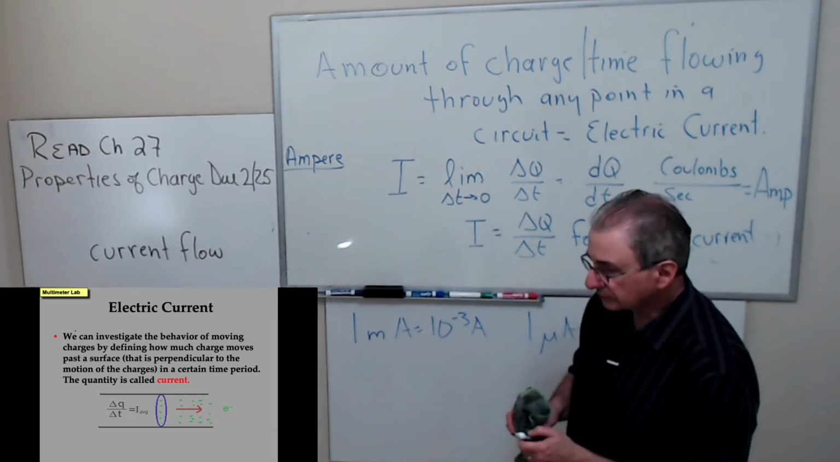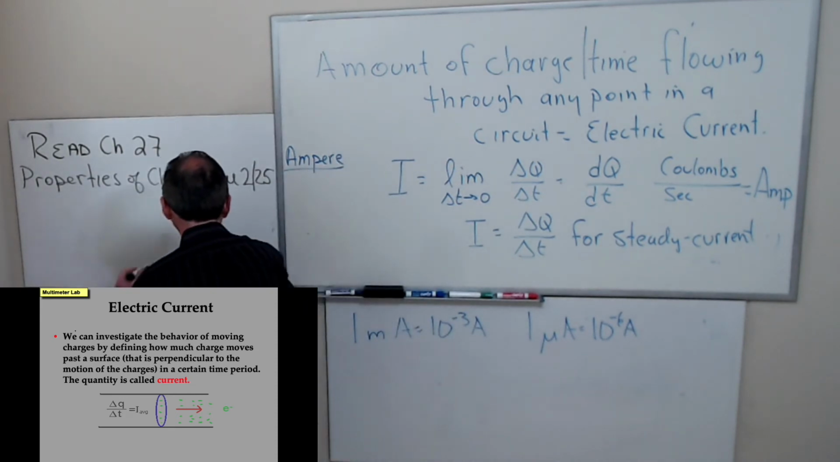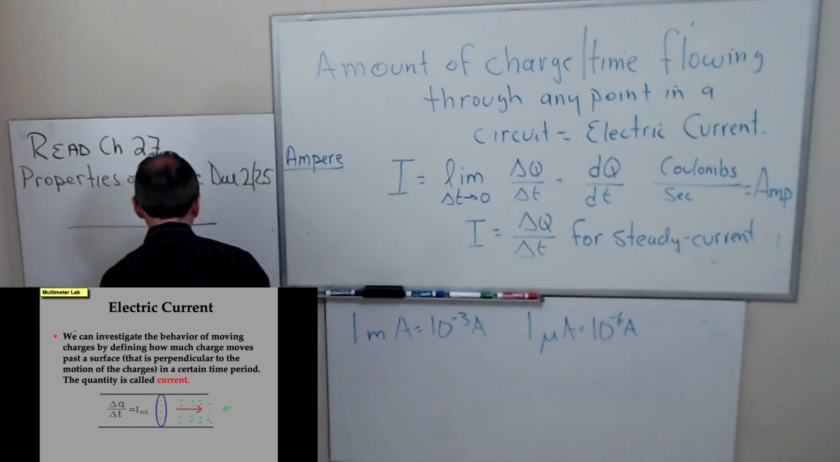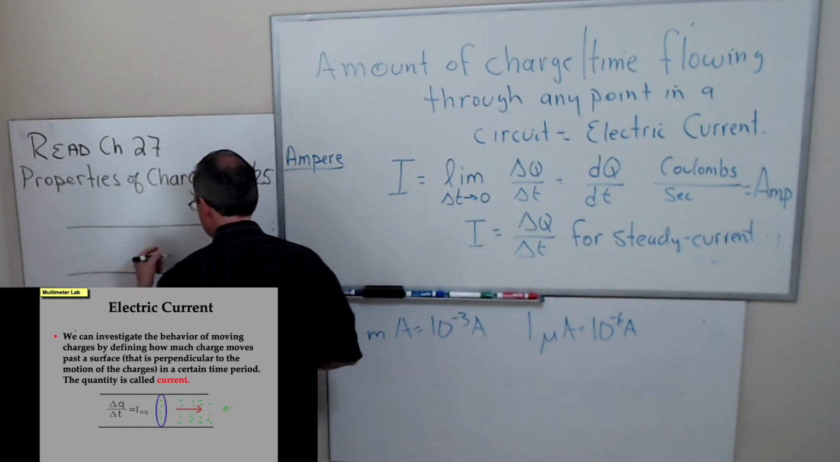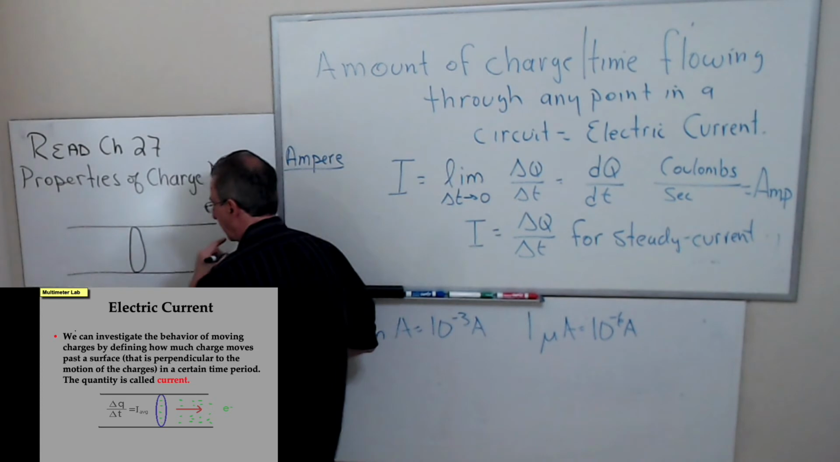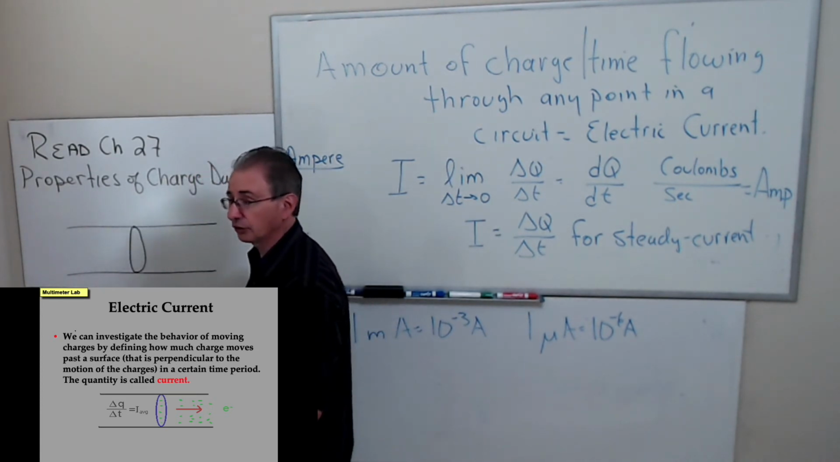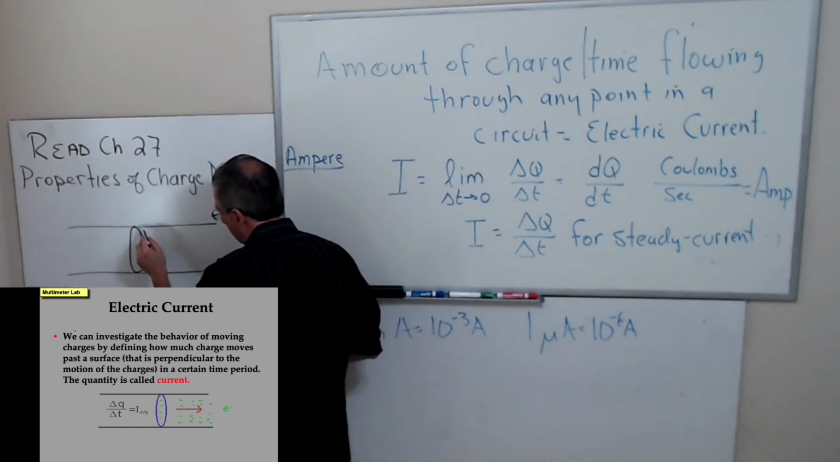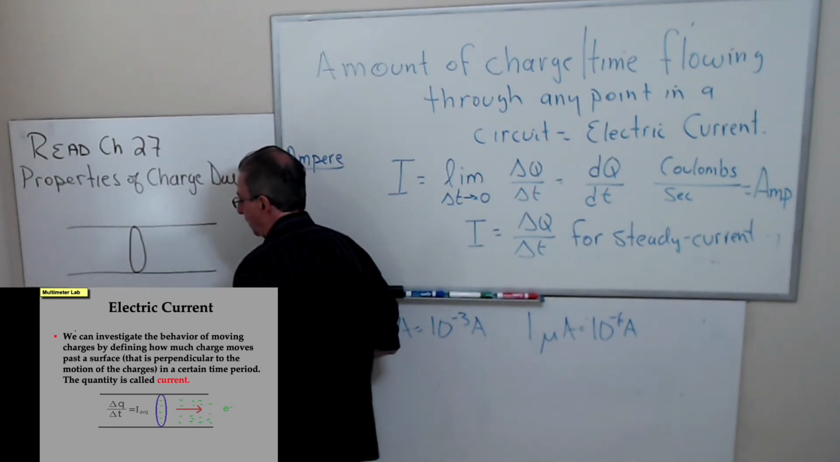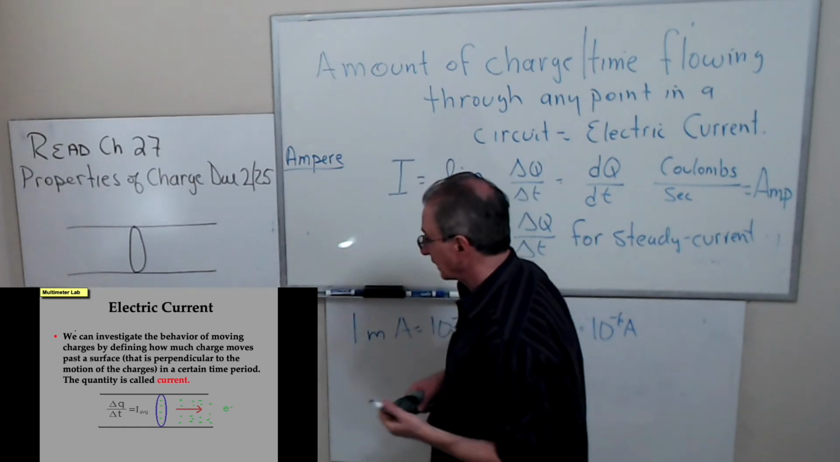Okay, so if we have a wire, here's a picture of a wire. Here's a cross section of a wire. When I talk about the amount of charge per unit of time going through the wire, I'm really looking at the amount of charge going through this cross section of the wire. That's the electric current.